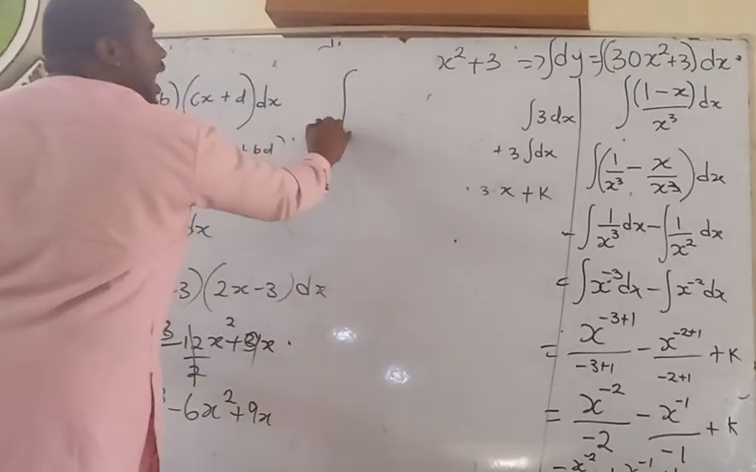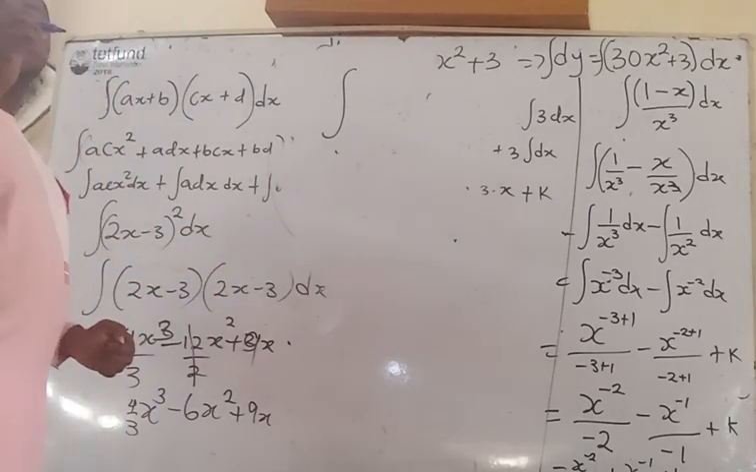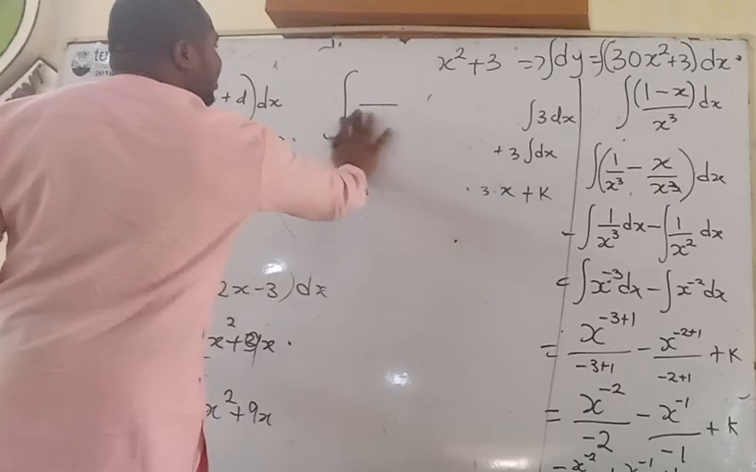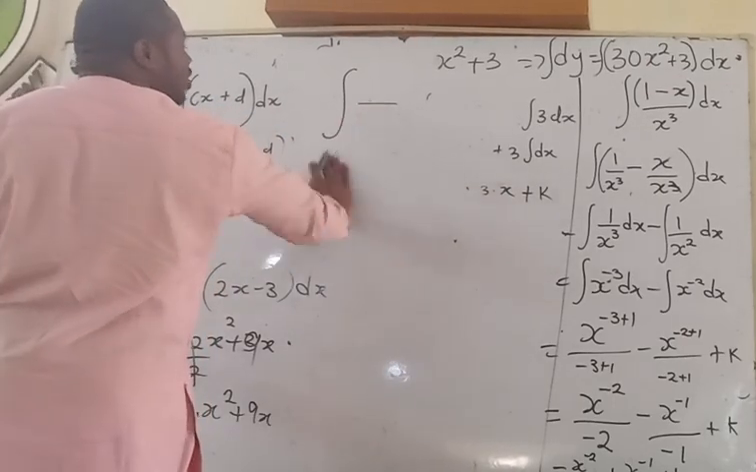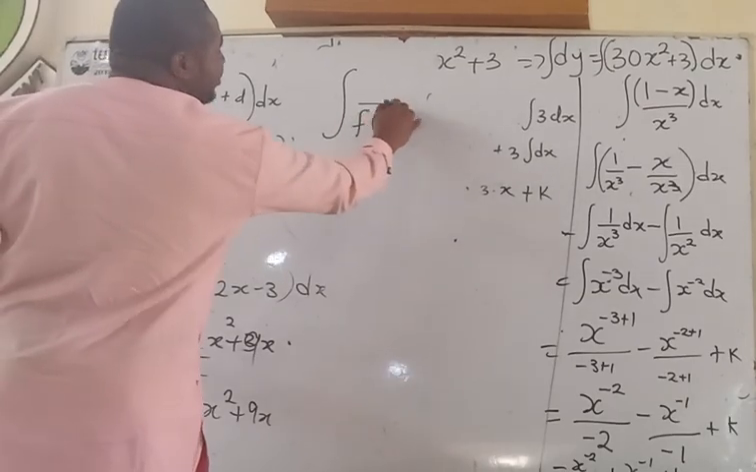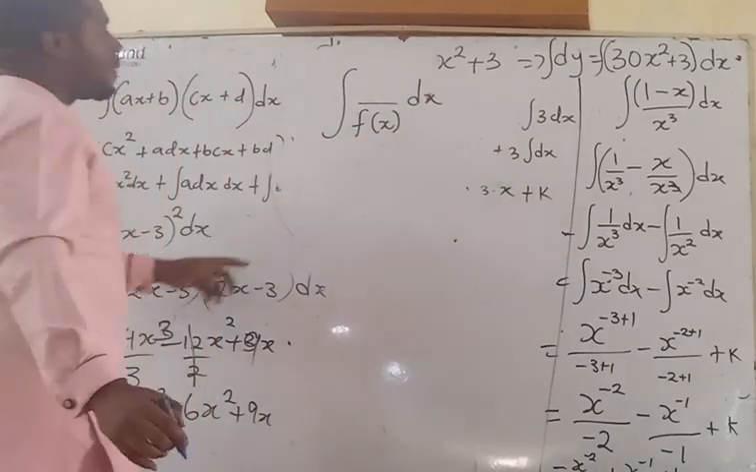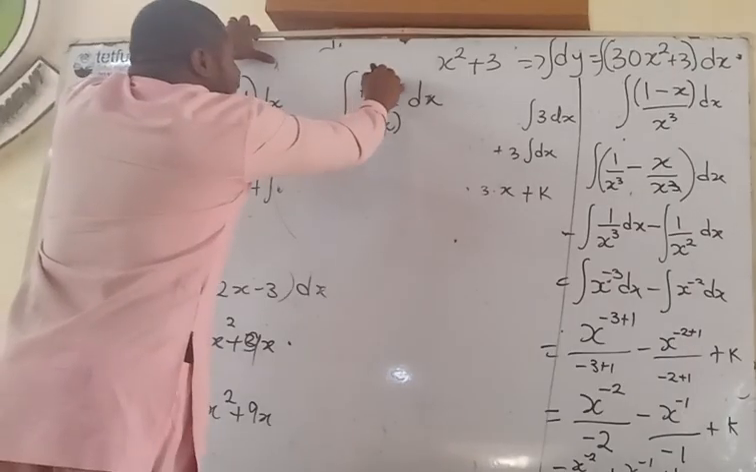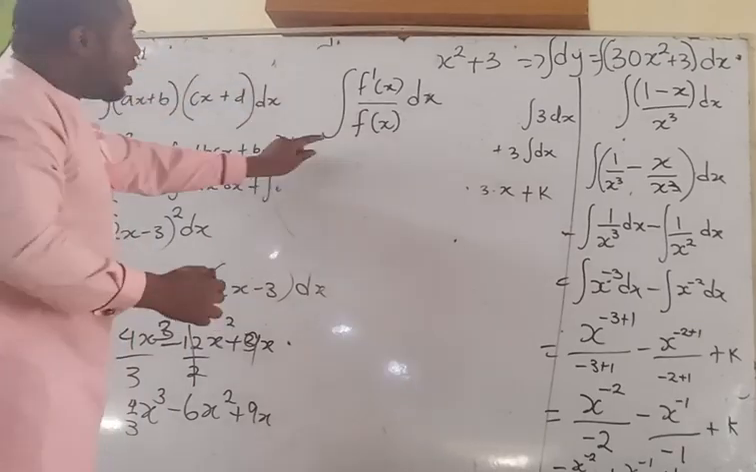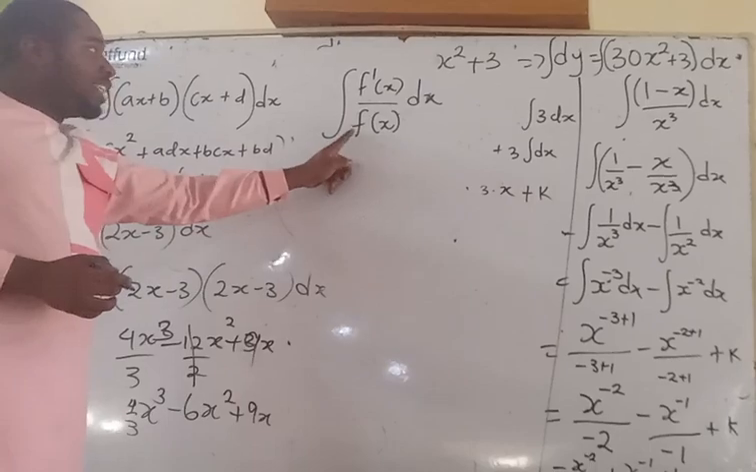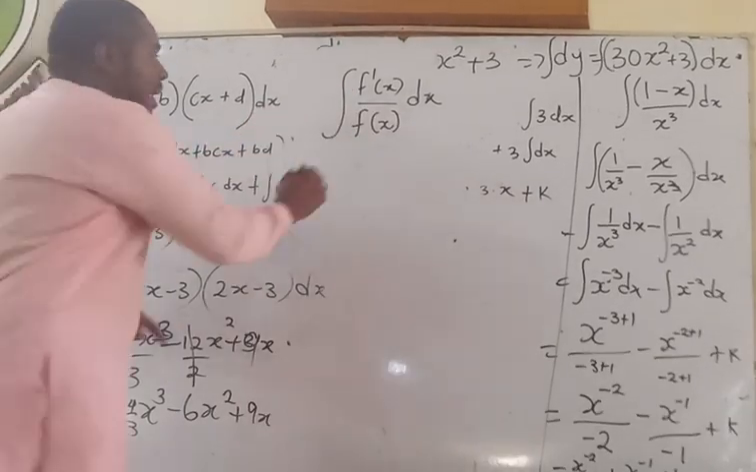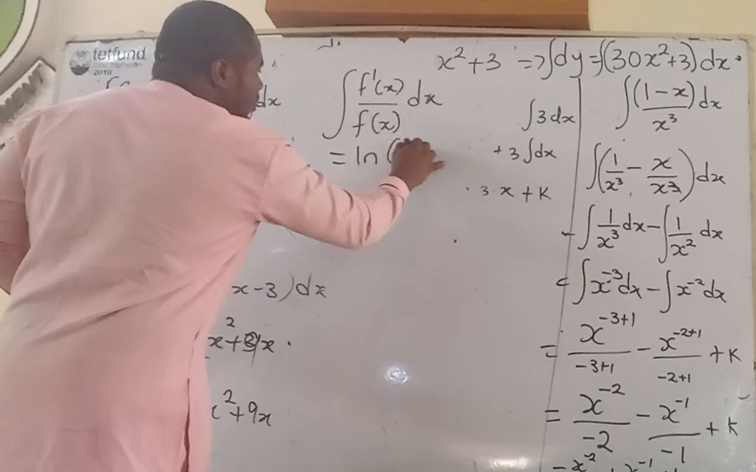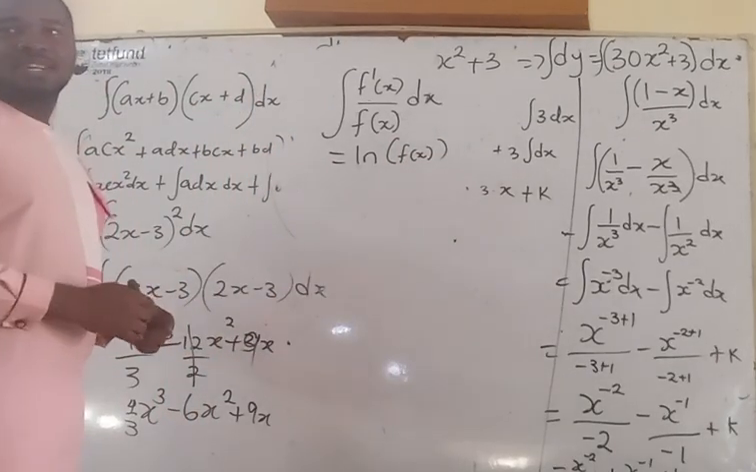If I have the integral of this function, let's call it f of x, down. If I differentiate what is down, and it is what is up here, my answer is going to be ln of the denominator. Simple life.